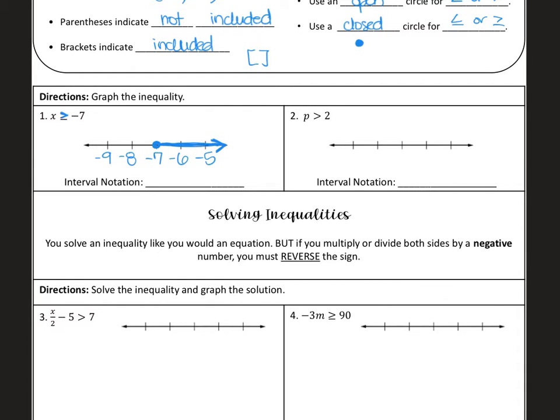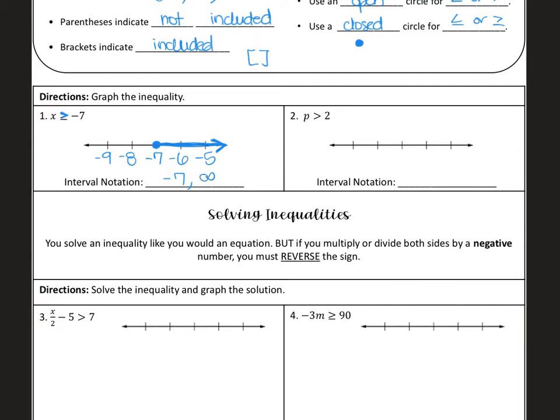And then interval notation. So again, what's going on the left side of the interval notation is the number furthest left in the solution set on your graph. So -7, notice, is the furthest left you can go and still be a solution of the inequality. And then the furthest right number, well, there's not an actual number that this arrow is stopping at. That arrow is going towards positive infinity. So that is what's going to go on the right side of interval notation.